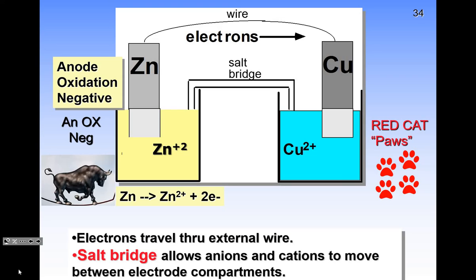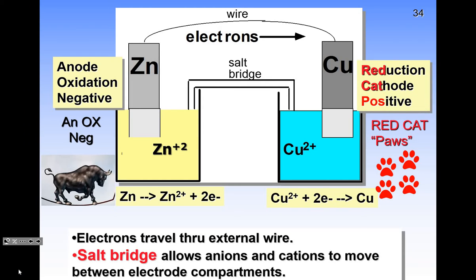On the other side, we labeled it as reduction. When I think of reduction, I think of "red cat pause." Okay? Red cat pause. And that means reduction, cathode, and positive side. So this is my negative side, and this is my positive side of my battery.